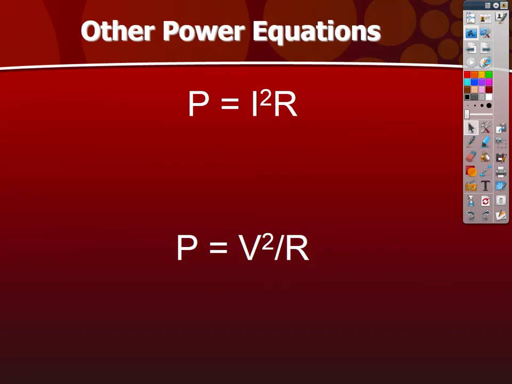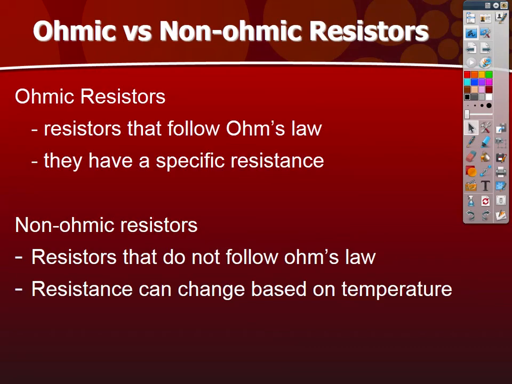All right, last thing. We have what are called ohmic and non-ohmic resistors. This again comes up in some justification sometimes, in multiple choice, and then we saw it in the free response question too. Ohmic resistors are resistors that follow Ohm's law. They have a specific resistance.